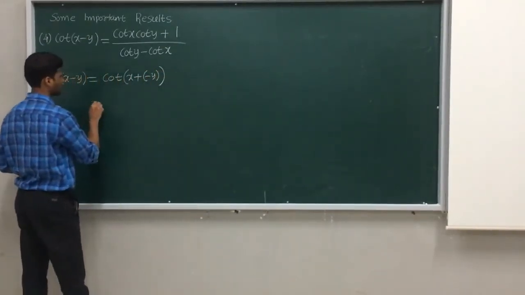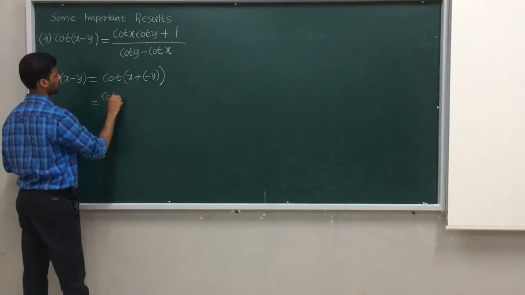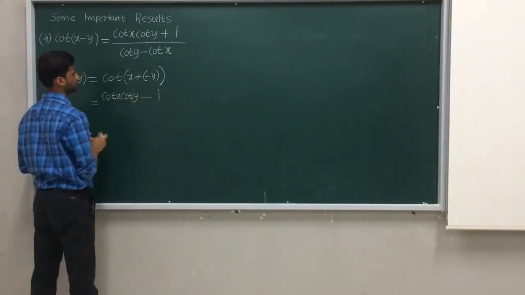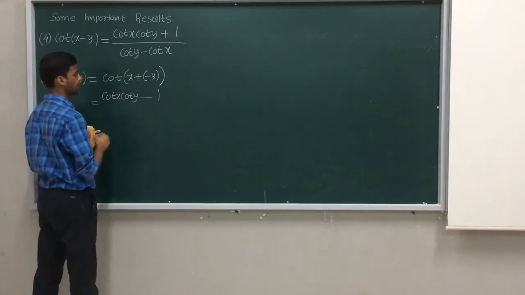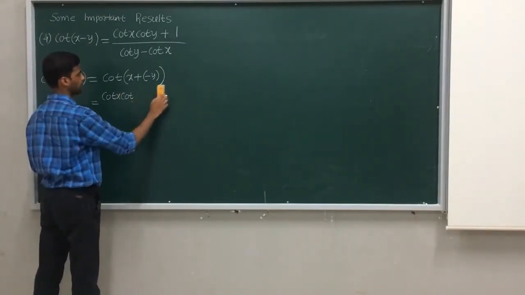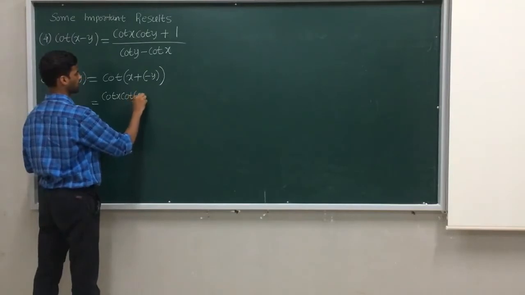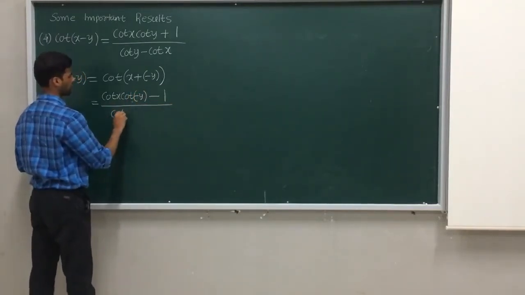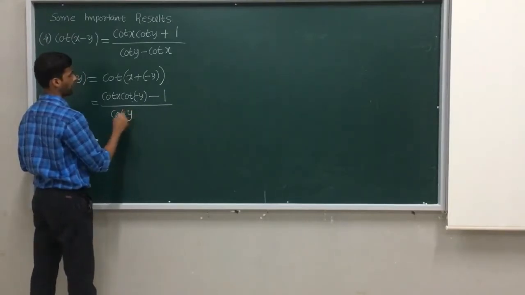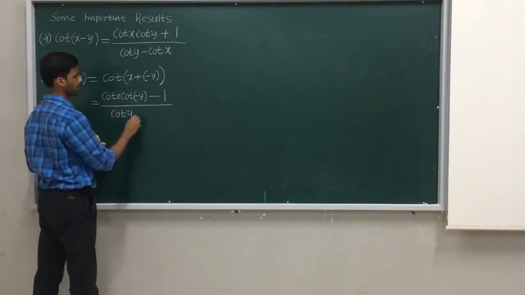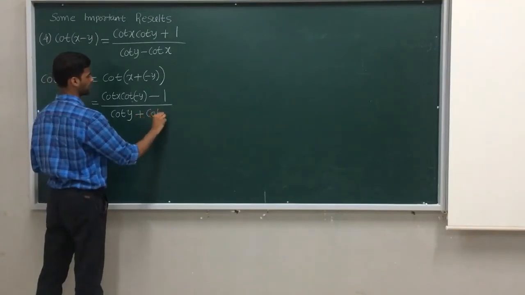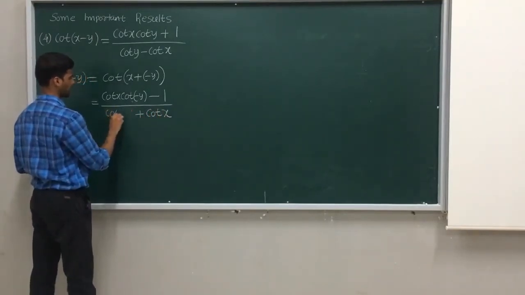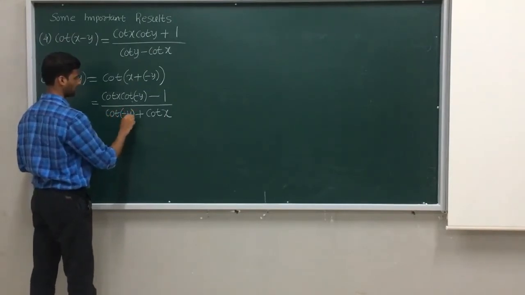Now, cot of x plus y can be written as cot x cot y minus 1, upon cot y plus cot x. But in place of y you have minus y, therefore it is cot x cot minus y minus 1 upon cot of minus y plus cot x.